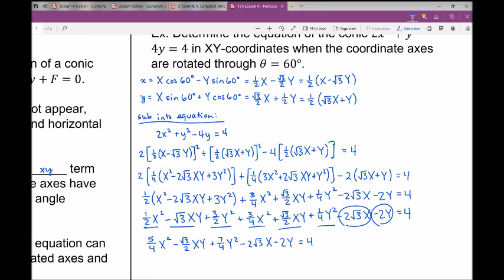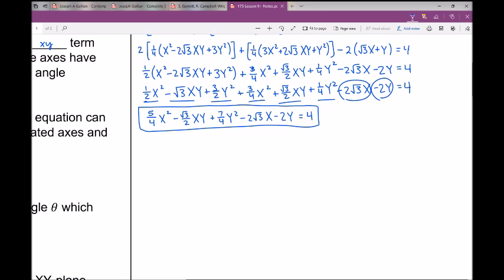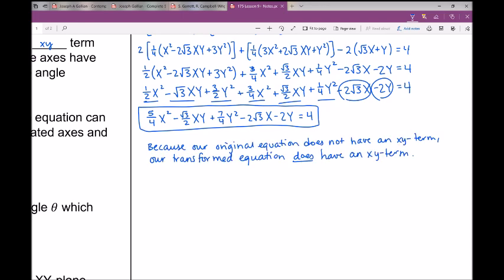Okay, so notice what we've done here. So now we have an equation that has a big X and a big Y. Now it's important to notice that because our original equation did not have an xy term, our transformed equation does have an xy term. However, it is important to note that normally our original equation will be the one with the xy term, and we'll use this process of subbing in a little x and a little y to get rid of the xy term so that we have our equation in a more user-friendly form.